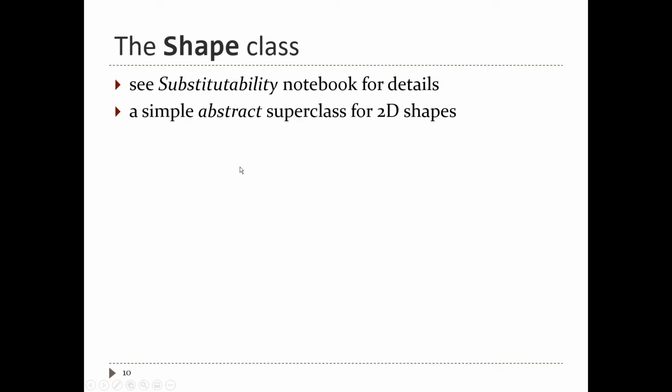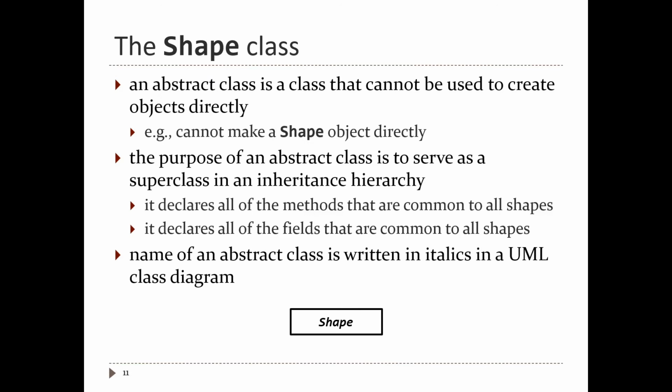All right, we're now going to look at a different class called the shape class. So the shape class is a superclass for 2-dimensional shapes. It's an example of an abstract class. An abstract class is a class that's not used to create objects directly. So for example, you cannot make a shape object directly by writing shape s equals new shape. Right? The class still has constructors, but the purpose of an abstract class is not to make objects of that type directly. So the purpose of an abstract class is to serve as a superclass in an inheritance hierarchy.